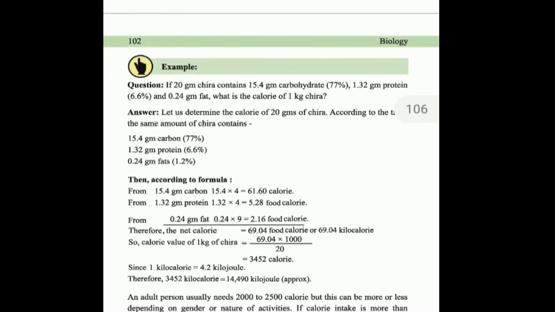Now I am going to describe a math problem related to calculating food energy. The question is, if 20 gram chira contains 15.4 gram carbohydrate, 1.32 gram protein and 0.24 gram fat, what is the calorie of 1 kilogram chira? So here, in kilocalorie, from 1 kilogram chira we will get 3452 kilocalorie.